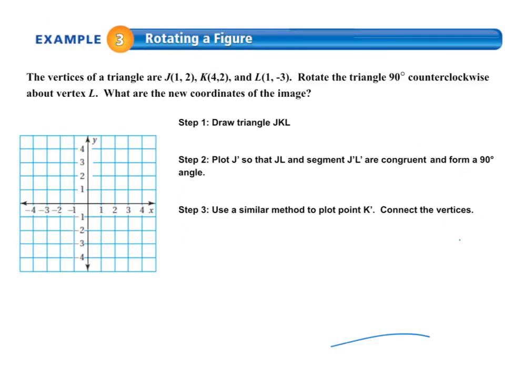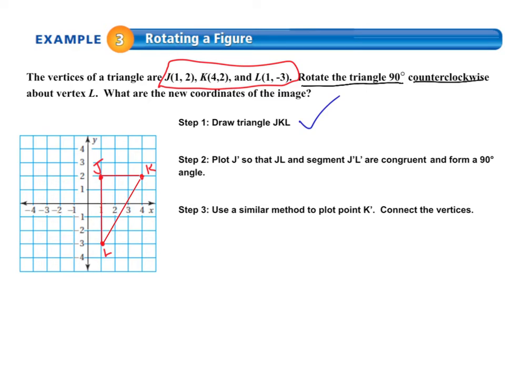Okay, example 3. First step, draw the triangle JKL as shown in the directions. Pause it and draw your triangle. Okay, so now we've got our triangle drawn. Check. So we have to figure out what this rotate 90 degrees counterclockwise about vertex L means. So about vertex L, that's new. What that's telling us is that vertex L is the center of rotation. And in essence, for this, we're going to need to put an imaginary push pin into point L.